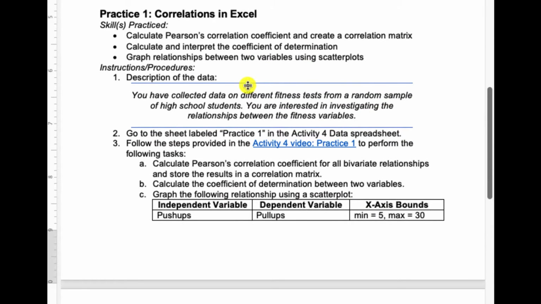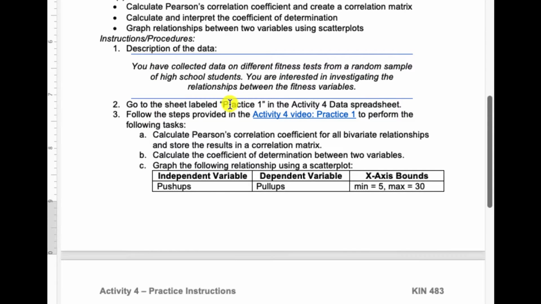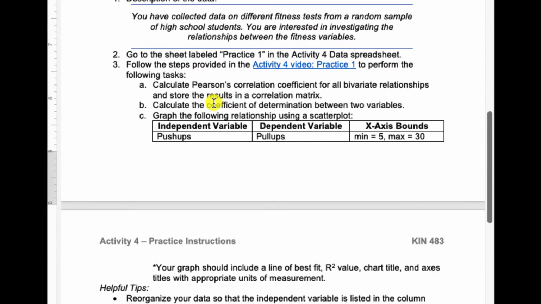For practice 1, all of our calculations will be focused in Excel. So I've given you a set of data that have some fitness test results from high school students, and all of that will be in the sheet labeled Practice 1 in your practice data set. So I've outlined a couple of tasks that we'll be doing in the spreadsheet.